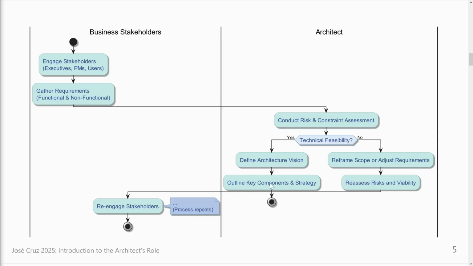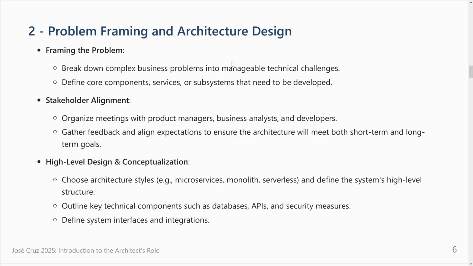And then, of course, outline key components and strategy. If you already created the vision and it's accepted, you can say, okay, these will be our main components. You'll be using, let's say, AWS or Azure. You'll be using the Cosmos database or any other database, or a Postgres database or DynamoDB or other, and the strategy will be like this one. But I will address most of these things that we are seeing here in different videos later. So now we have problem framing and architecture design on the second phase.